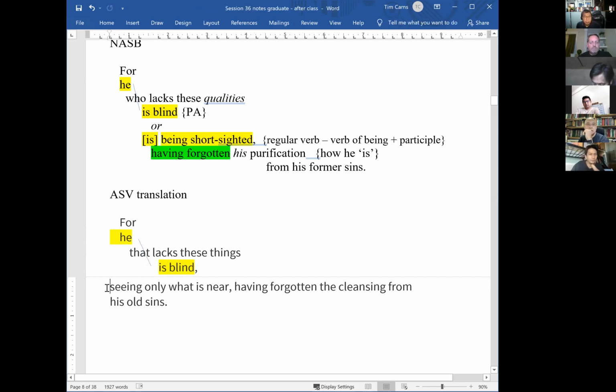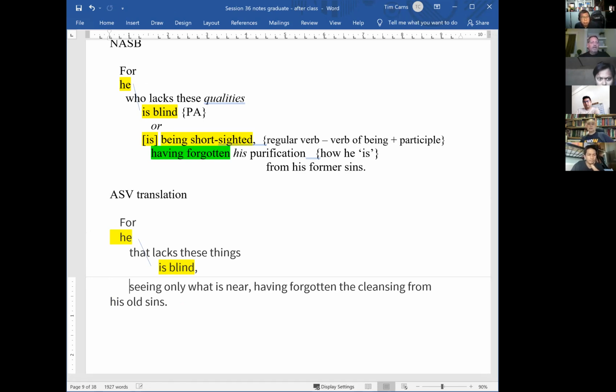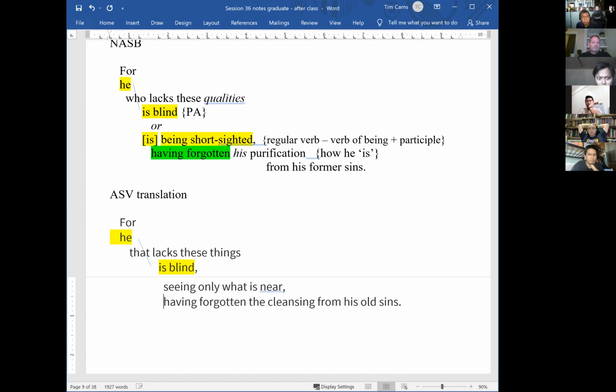Now, with this participle, notice it's no longer "he is seeing only what is near." It says he is blind. And now this participle, they've translated as a participle, not as a regular verb. So this is how you would do it: seeing only what is near and having forgotten the cleansing. Which cleansing? The cleansing from his old sins. Now notice we have two participles modifying "is." How is he blind? One, by seeing only what is near. Two, by having forgotten the cleansing.